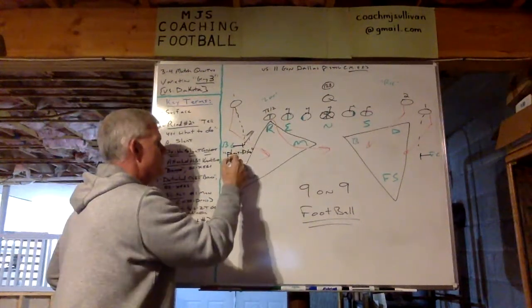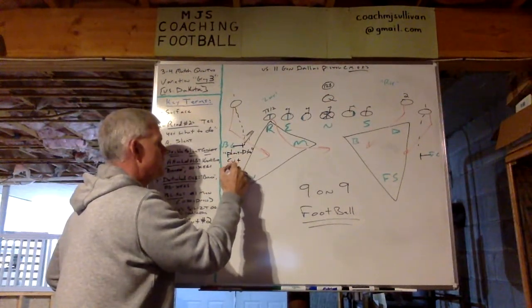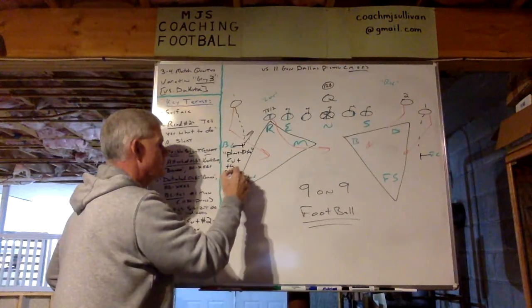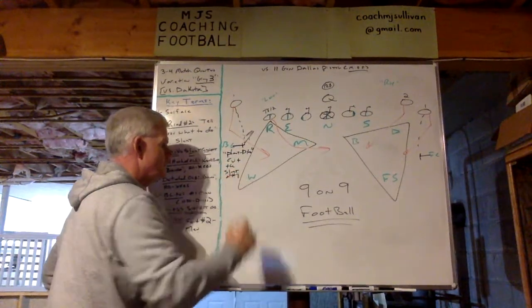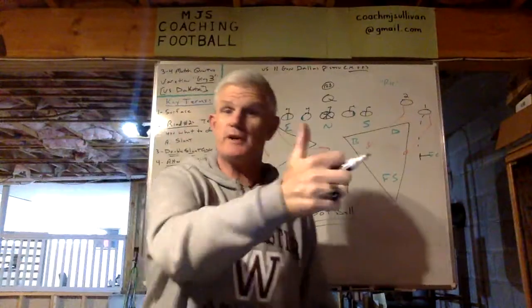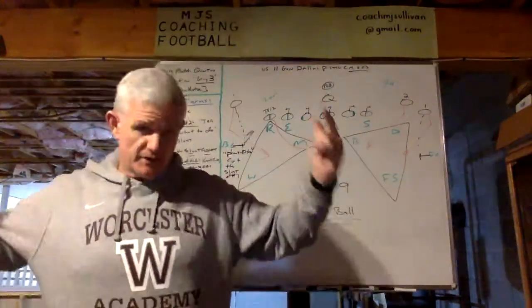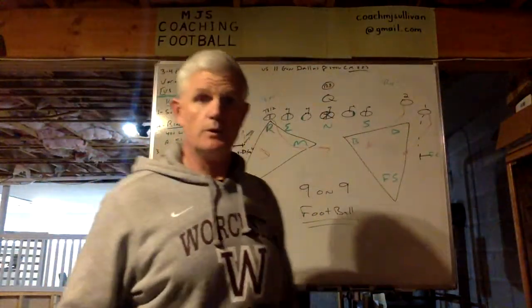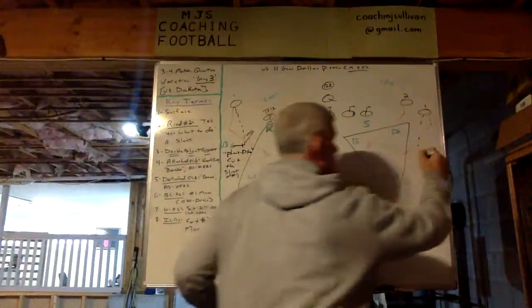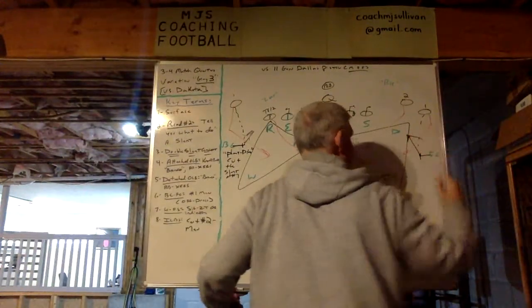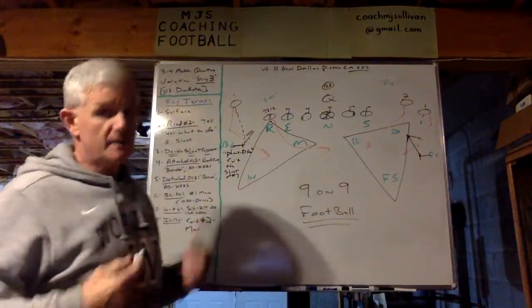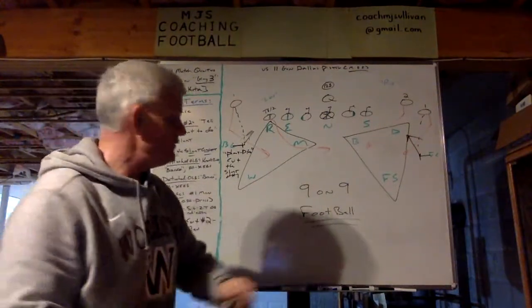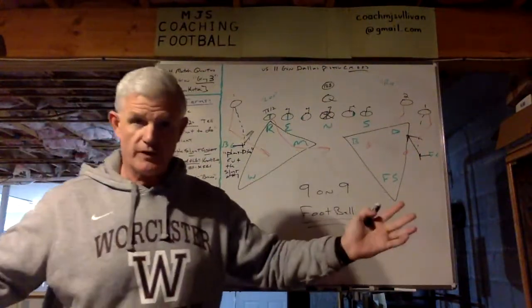Plant and drive, cut the slant. Okay, and he can be aggressive because if it becomes a double move, he's got the safety over the top. Okay, so over here, same thing. Plant and drive, cut. He can be aggressive because he has a safety over the top for a double move.